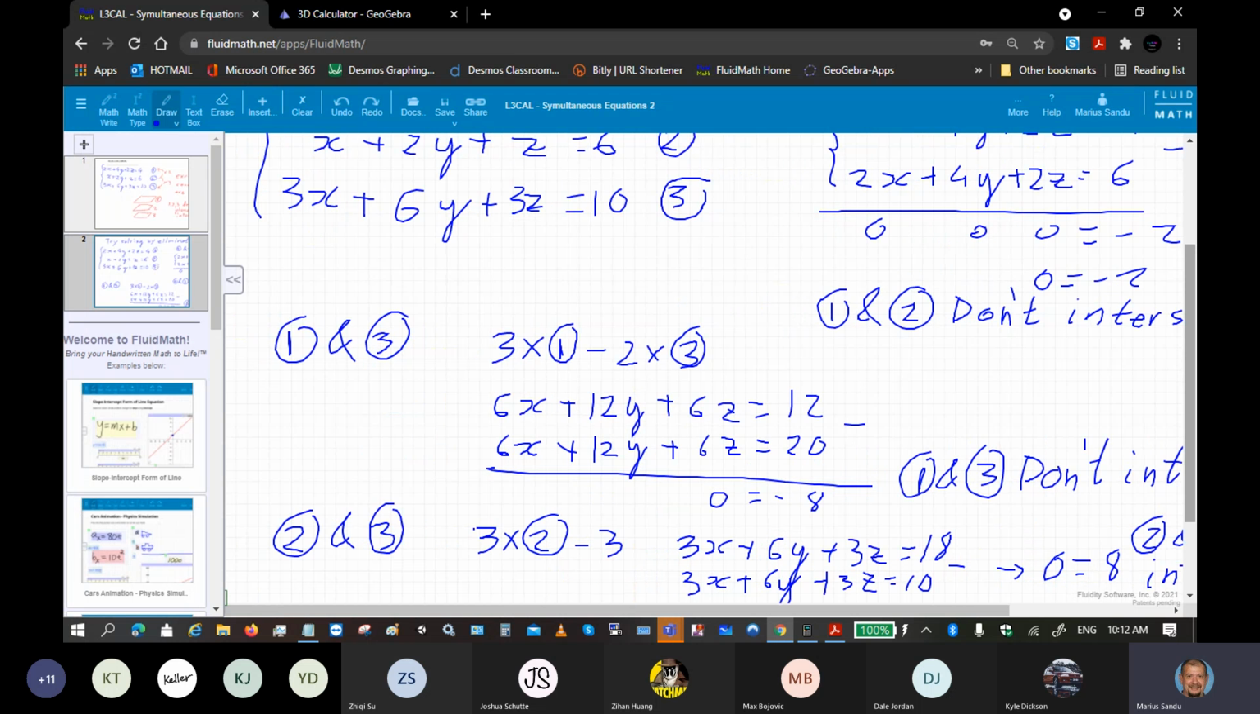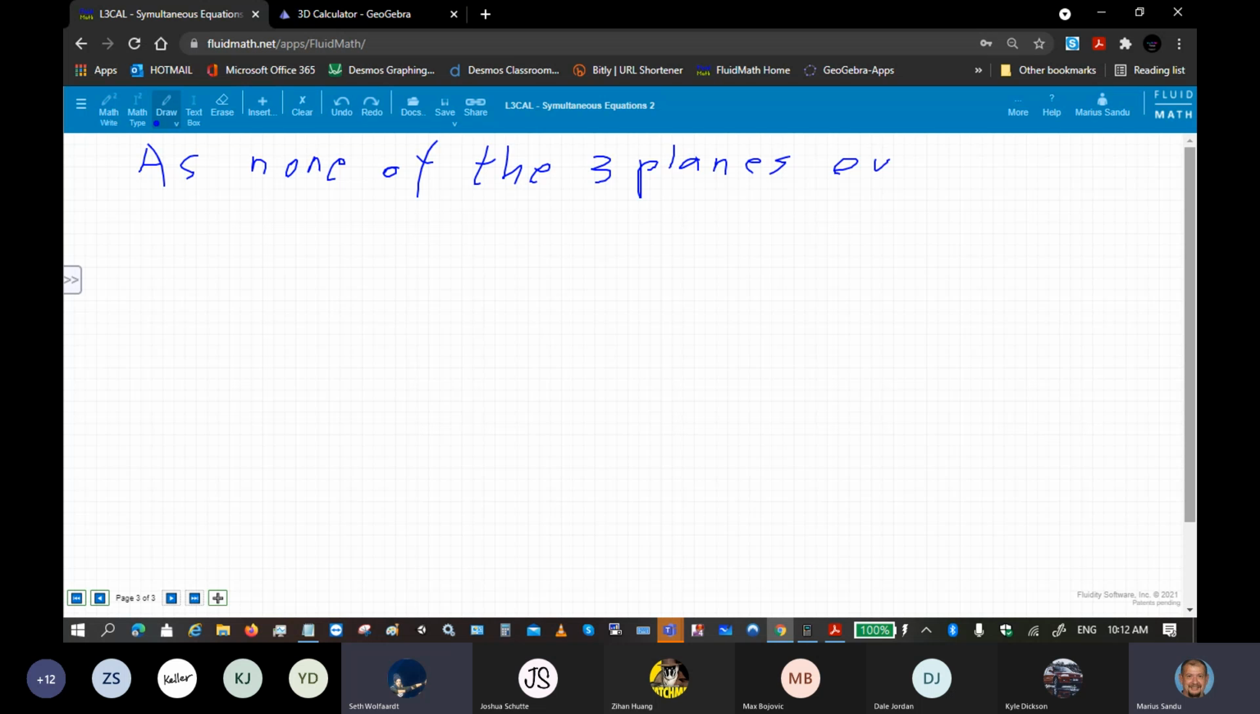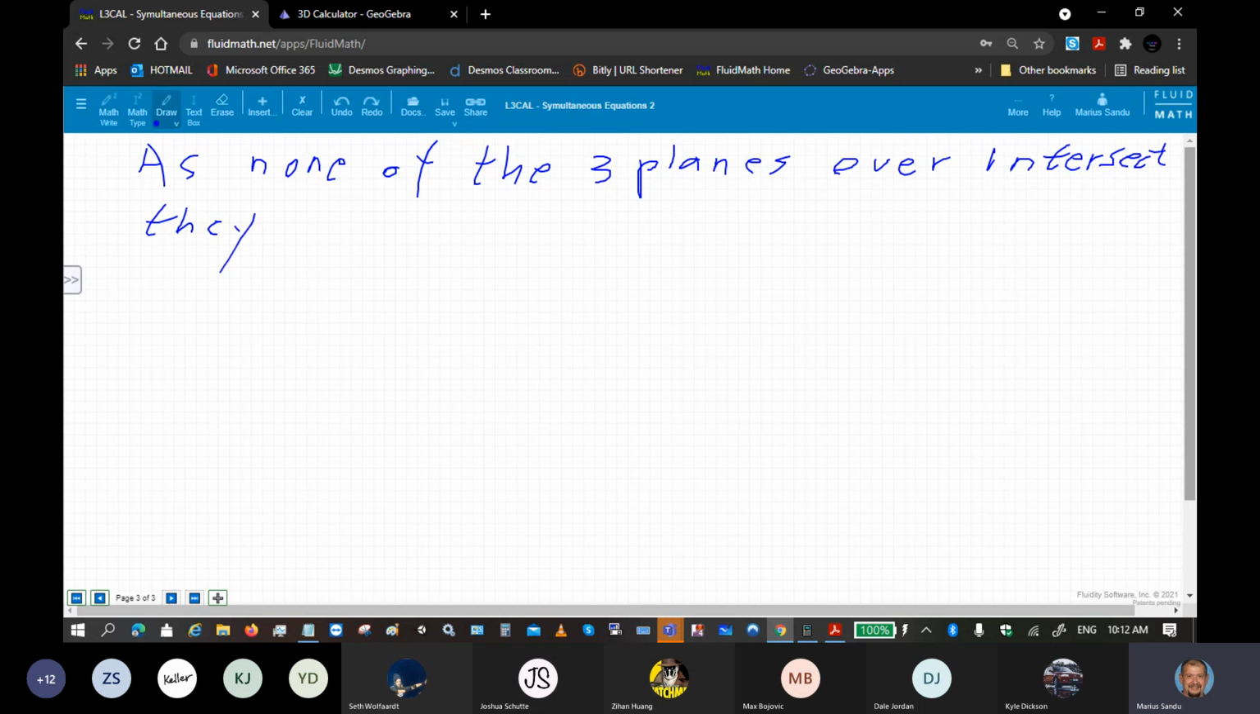And now, as none of the 3 planes ever intersect, they must be parallel.